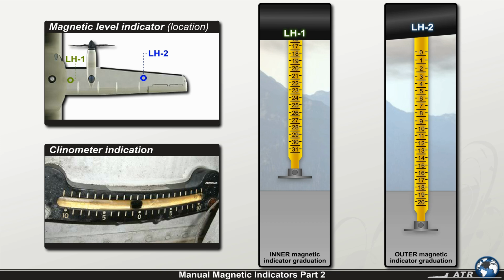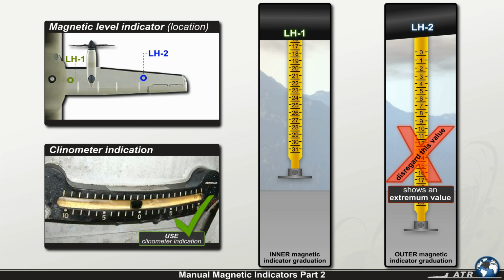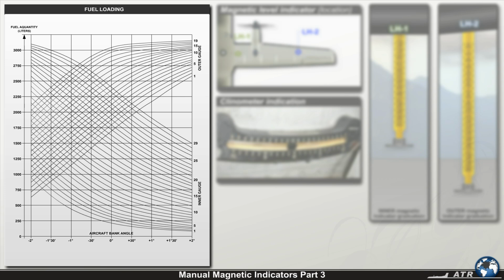In case only one magnetic indicator shows an extreme value, maximum or minimum, you shall disregard this value and use the clinometer indication and the other magnetic indicator value to determine the fuel quantity in that tank. Let's try some examples of how to use the fuel loading graph.